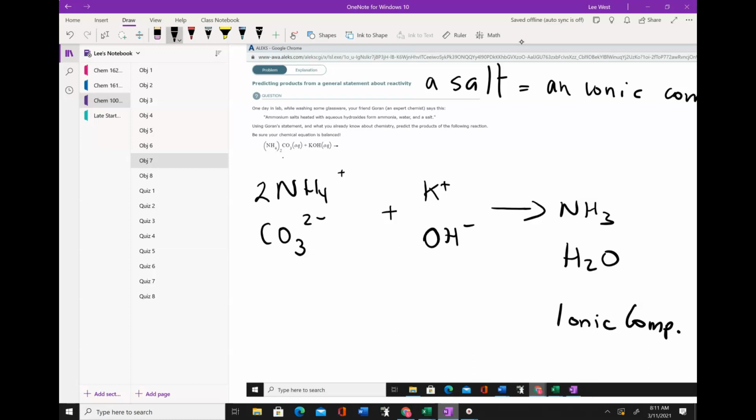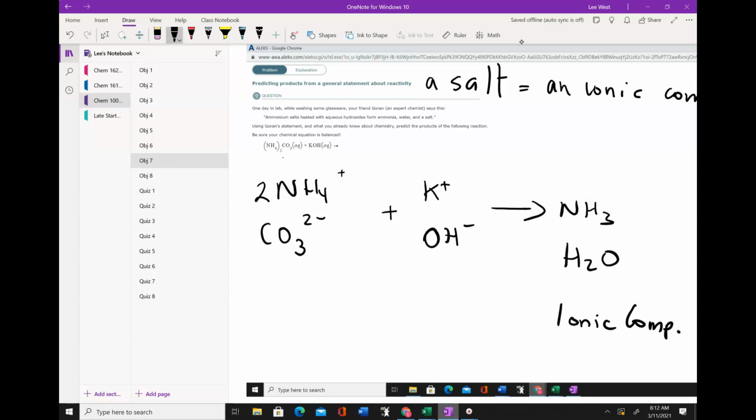So we have to balance the following. Our ammonium salt, our ionic compound containing the ammonium ion, in this case is ammonium carbonate, in an aqueous solution. And when ionic compounds are dissolved in water, they separate into ions. So this is going to separate out into two ammonium ions and a carbonate anion. And then our aqueous hydroxide is potassium hydroxide, and because it's an ionic compound, that is going to separate out into potassium ions and hydroxide ions.